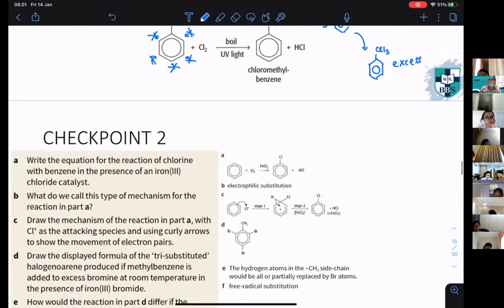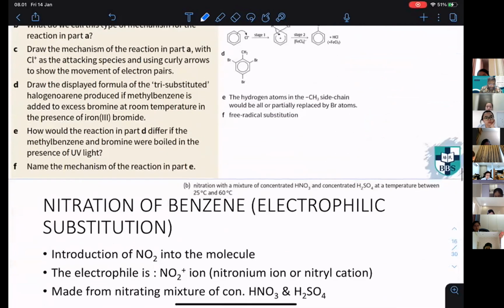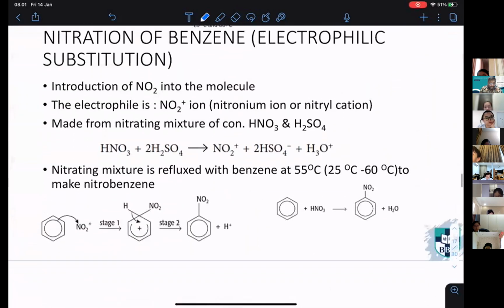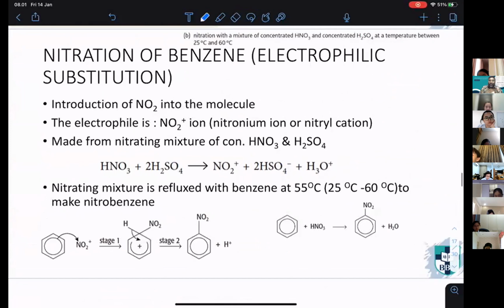The next part, this one you can go through yourself, not so difficult. The next part is going to be the nitration of benzene. So we have learned electrophilic substitution using halogen. Nitration is also electrophilic substitution. So this is going to be introducing NO2, nitro, into the molecule.